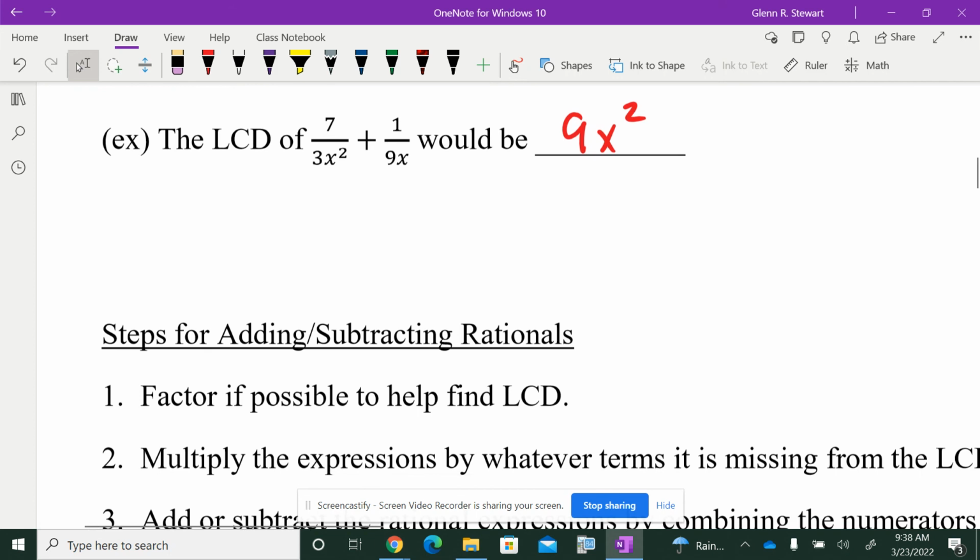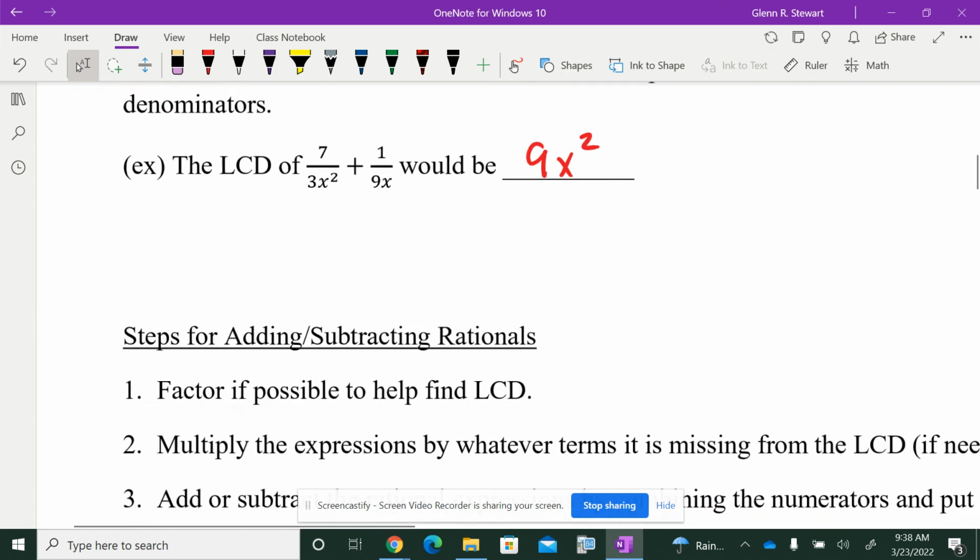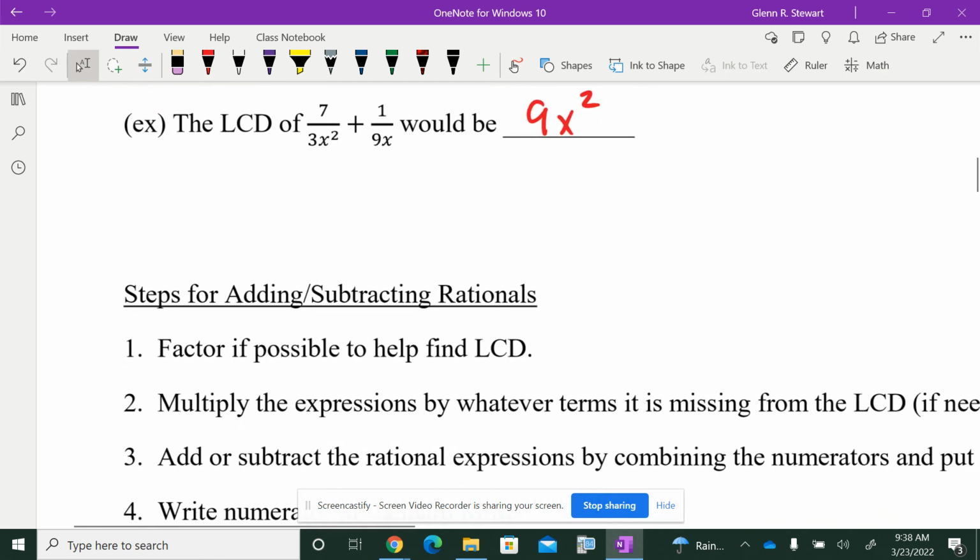Right, live from period 3. We're going to do a step-by-step on how to add and subtract rational expressions.